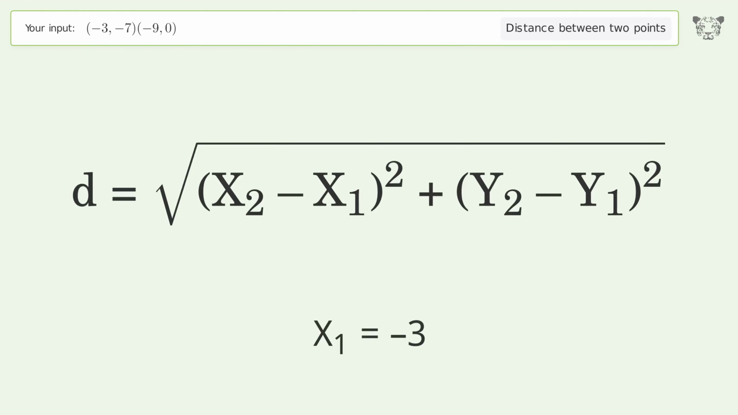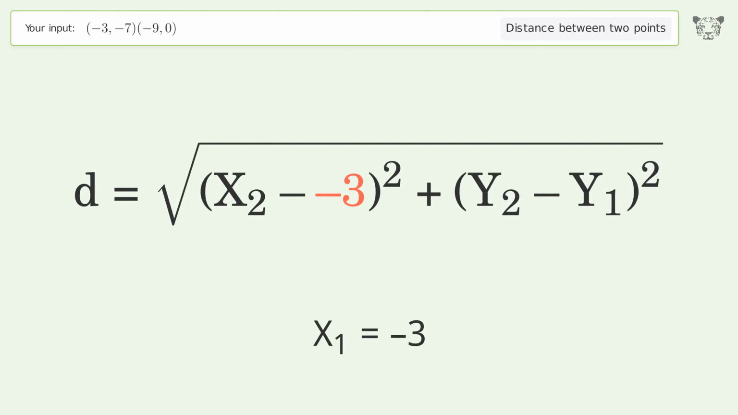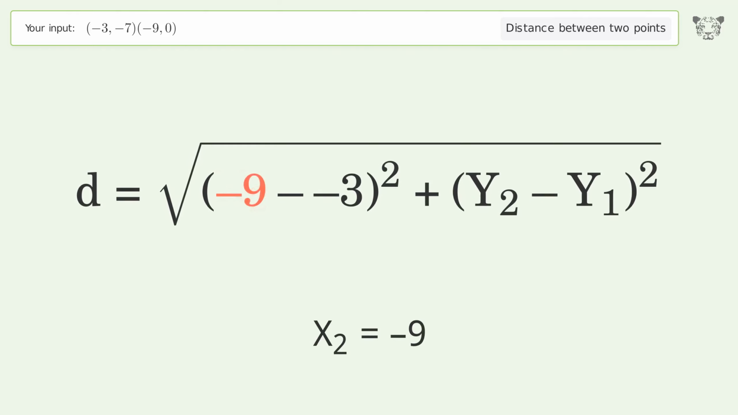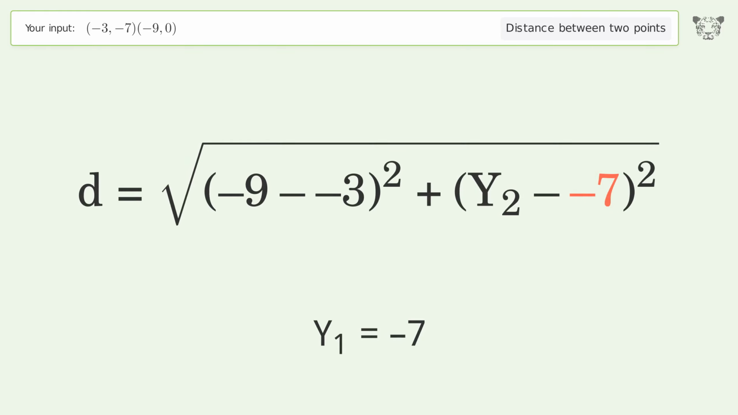x1 equals -3. x2 equals -9. y1 equals -7. y2 equals 0.